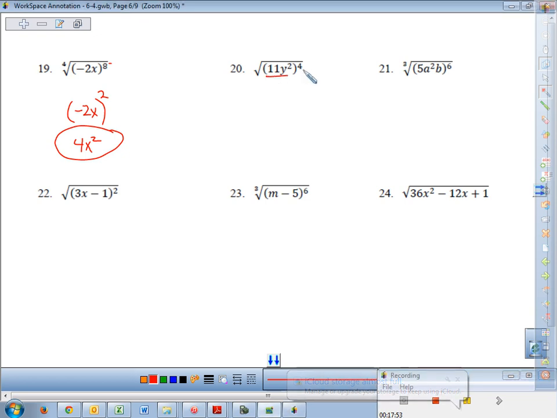Since the whole group is being raised to the 4th and it's being square rooted, that's really that base of 11y squared to which power? To the second. And that gives you 121y to the, what do you do with these exponents? Multiply them together. Yep.